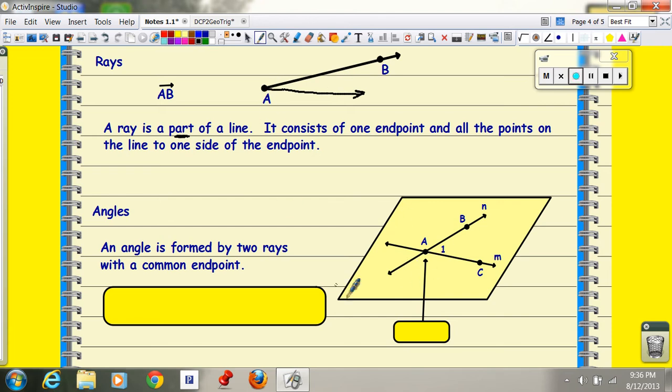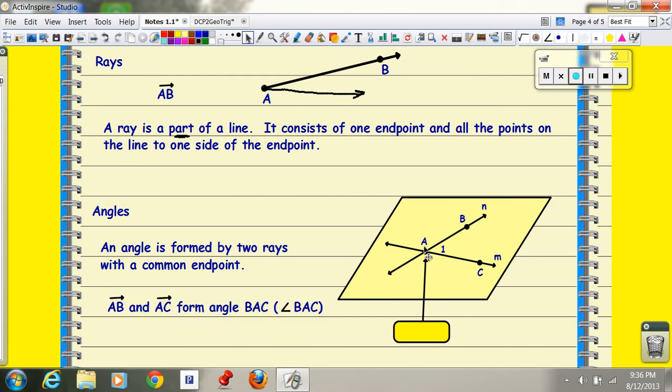Here is a picture that has a plane, two lines, line N and line M, and the two lines you can see have an intersection at point A. If you just went from point A to point B, that's a ray, and if you went from point A to point C, that's a ray. So ray AB and ray AC make this angle right here. We can call it angle 1, or we could call it angle BAC.